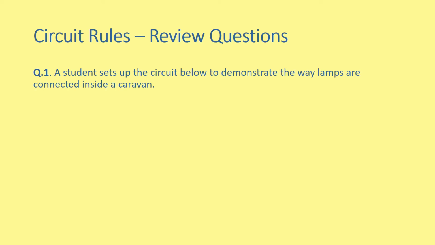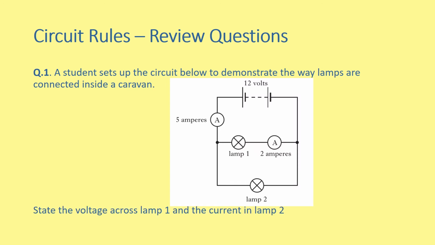Circuit rules, review questions. Question 1. A student sets up the circuit below to demonstrate the way lamps are connected inside a caravan. State the voltage across lamp 1 and lamp 2.